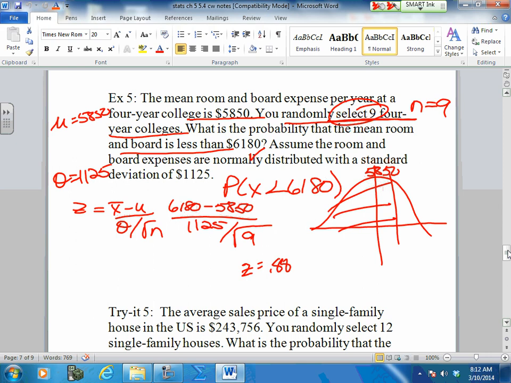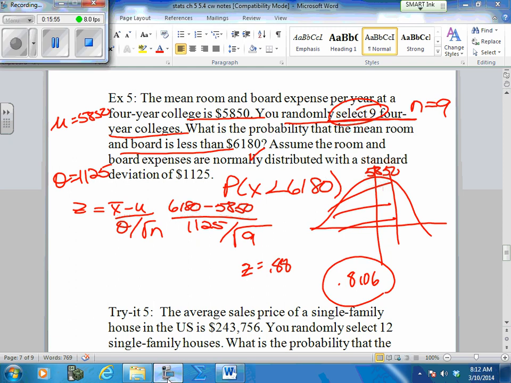And then you're going to look up your area, and it's your area to the left. Okay? Your area to the left, which is 0.8106. So there's about an 81% chance that the random sample that I select, their mean room and board is less than 6180. Tomorrow we're going to compare the samples to the population.